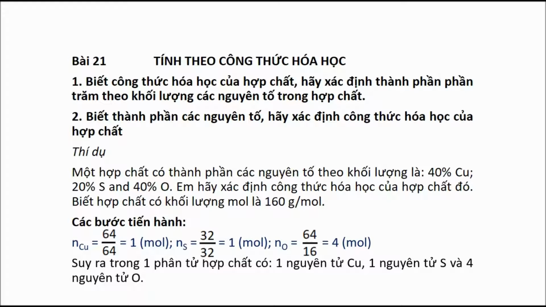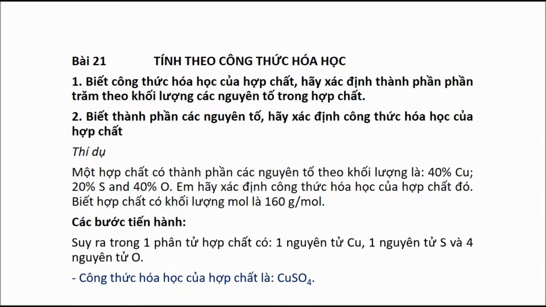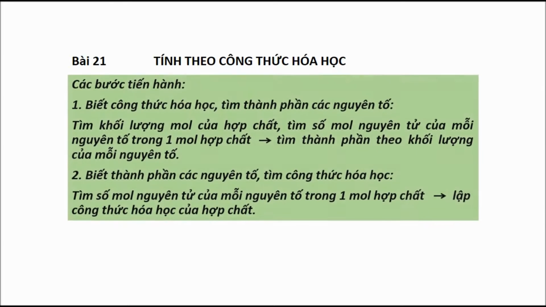This means in 1 molecule of the compound there is 1 atom of Cu, 1 atom of S, and 4 atoms of O. The chemical formula of the compound is CuSO4.